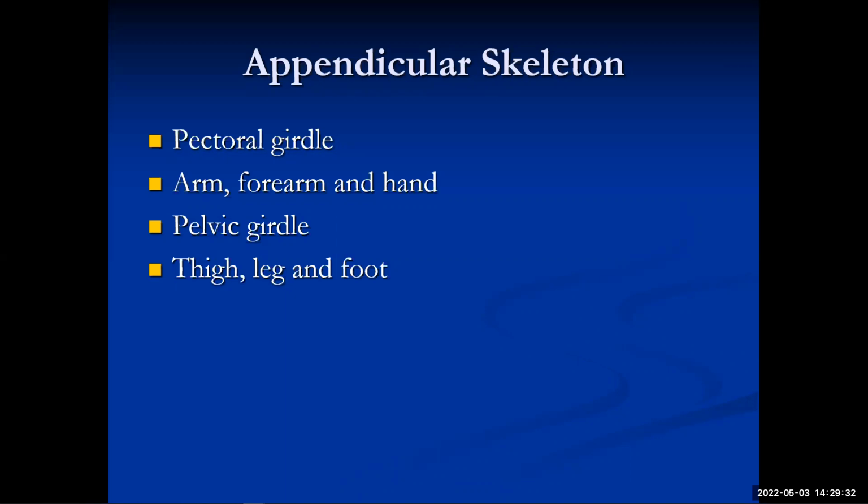Today we'll be looking at the appendicular. Those are the ones which are attached to our appendages, the arms and legs. They consist of the two girdles, the pectoral and the pelvic girdle. The arm, the forearm, and the hand come off of the pectoral girdle. What comes off from the pelvic girdle will be your thigh, your leg, and your foot itself. So those are the important parts associated with those two.